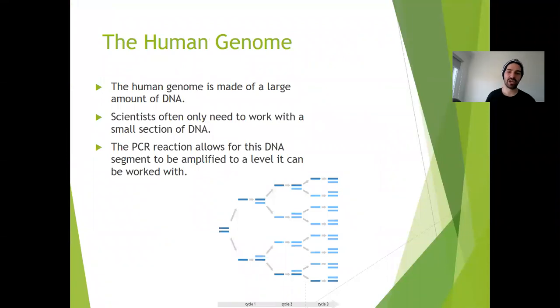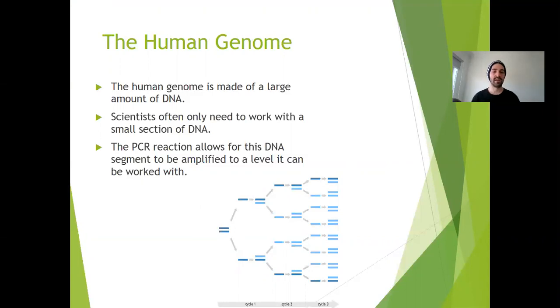So we'll start off with the human genome. Obviously, we've got a large amount of DNA and a large amount of genes. Now, often when scientists are working with DNA, they might only need a very, very small section to work with. So we use the PCR reaction to amplify that DNA to a level that it can be worked with by a scientist. Having just one copy of a gene is so small that we couldn't do anything with it. So we need to amplify that to make many copies of the same section.